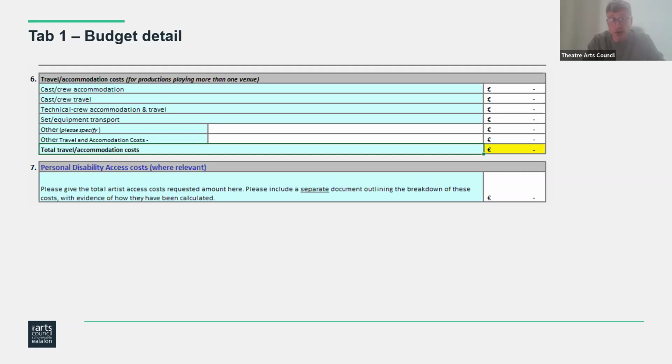Audience disability access costs are included in the funding of the project, the funding you're asking for a project. Whereas personal disability access costs are on top of that. They're a separate ask, basically. There again, there will be a template where you can outline those costs, and you can find that on artscouncil.ie. Again, if you're having trouble finding it, get in touch with us at theatre@artscouncil.ie and we'll direct you to it.